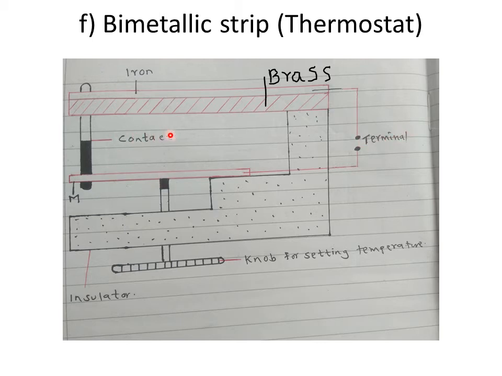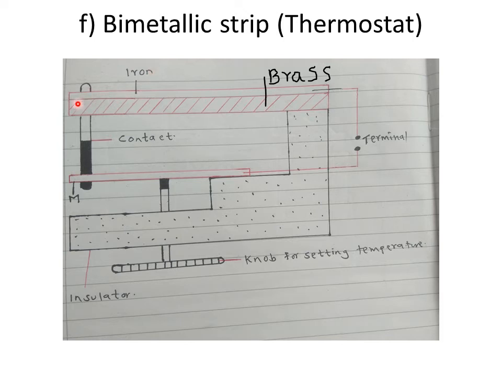So we've said that we usually connect the electric heater to the terminals here. Now, how does it maintain a steady temperature of the room? When the temperatures are high, brass will expand. Remember, brass expands faster than iron, meaning the bimetallic strip will bend upwards. Remember, when brass is expanding faster, it will always be on the outer side of the curve. Then iron, because it expands slowest, will be on the inner side.